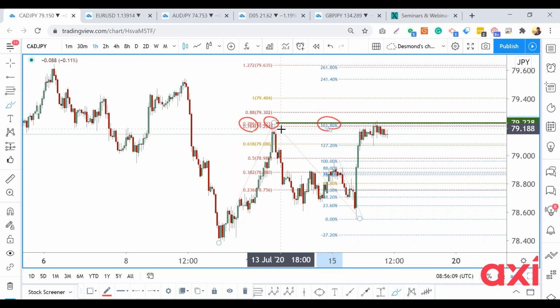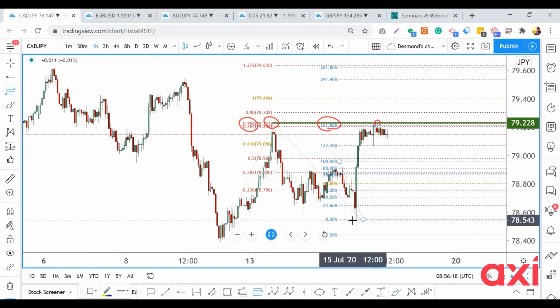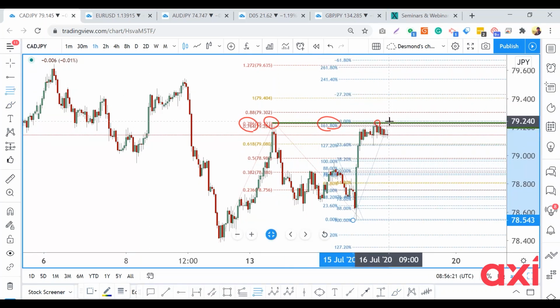As long as there are 3 levels that add up at a certain level, I would look to at least play a small move from there. In my trading strategy, I'll be looking to take a position here. My take profit, like I mentioned, is 23%.